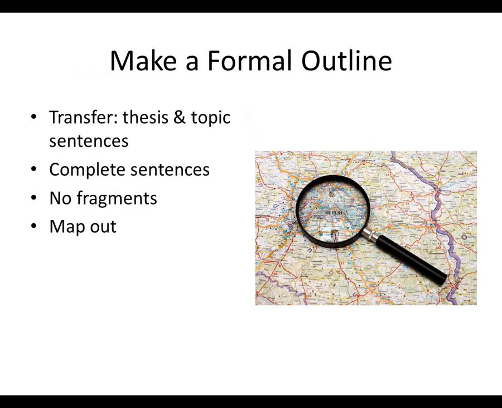Once you have a thesis and topic sentences, a good way to get started writing is to create a formal outline. A formal outline must have complete sentences, not fragments. By writing an outline, you are mapping out what you plan to say and when you will say it in your paper. This can save a lot of time because you will already have a lot of sentences written before you even start writing your draft.